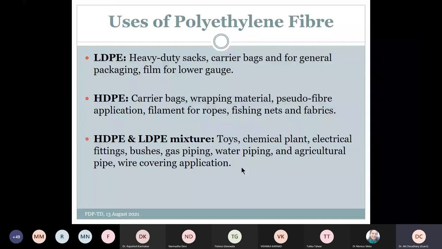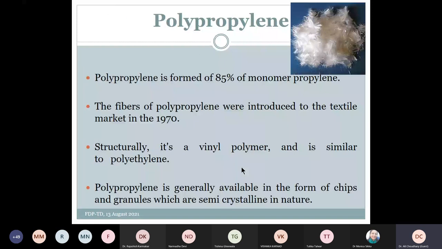So this is polypropylene, PP. Here you can see the staple form of this polypropylene, PP fibers. It was introduced in 1970. Structurally, it is a vinyl polymer and is similar to polyethylene. PP is generally available in the form of chips and granules, which are semi-crystalline in nature. Through these granules and chips, we are able to produce the filament through spinning. Usage of PP fibers: in the form of monofilament, multifilament, fiber-related yarns and spun yarns.